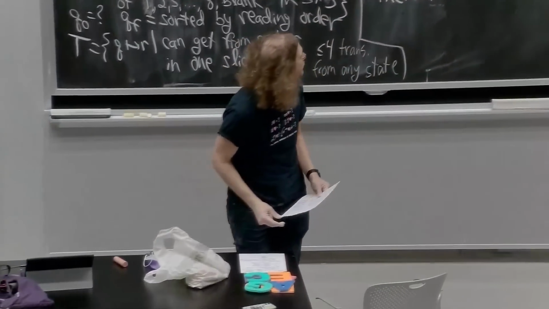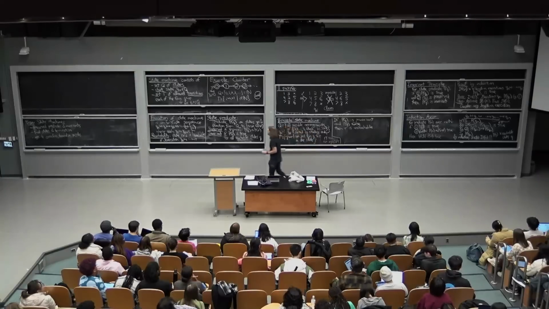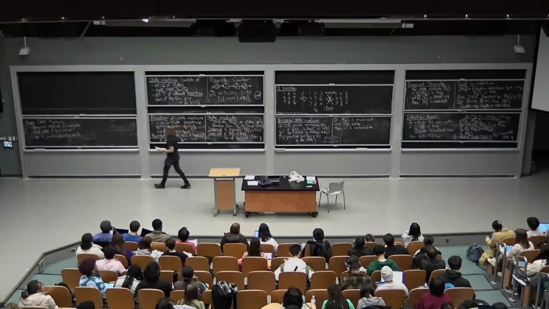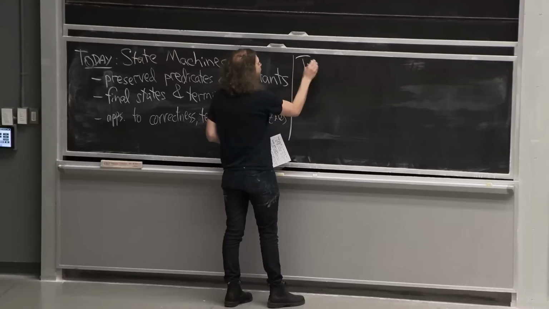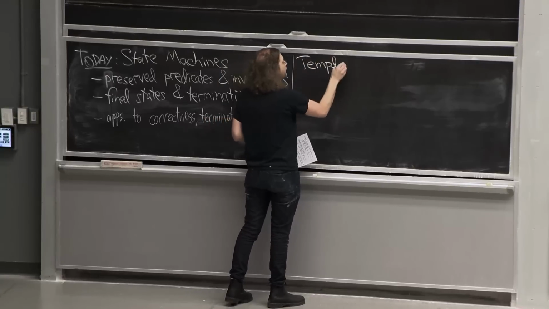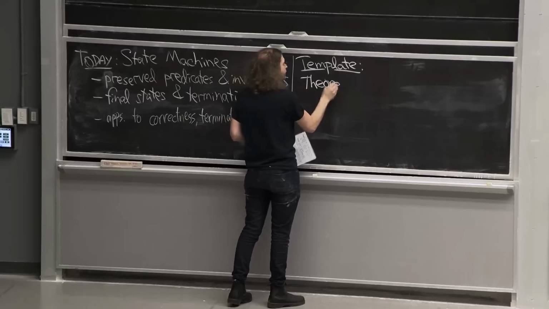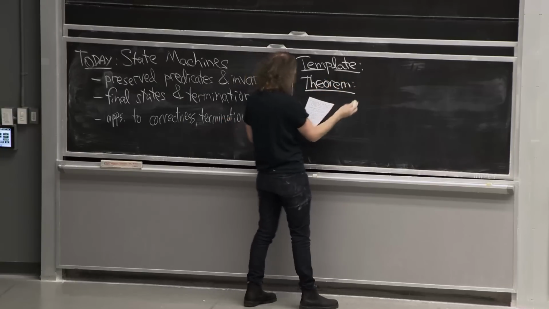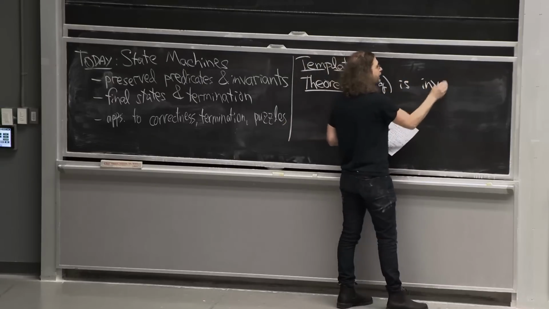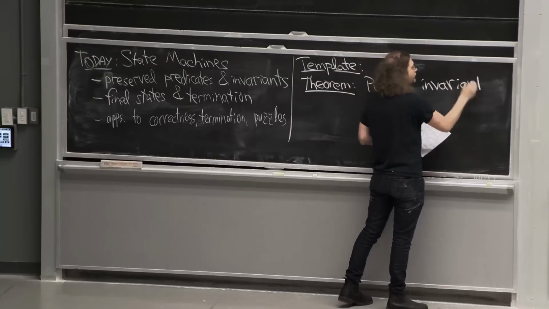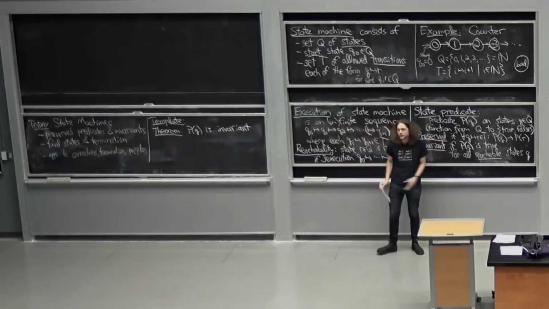Great. So how do we use this? Here is a template for proving a theorem, which is that P of Q is invariant. This is the thing I keep saying is hard to prove, or by the definition it seems hard to prove. But using this invariant principle, it's going to be easy.